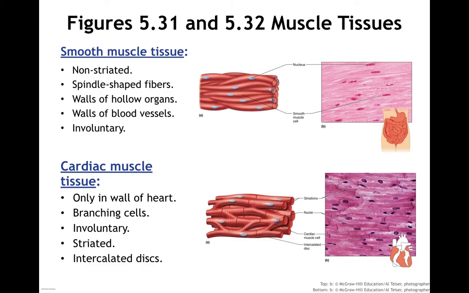Cardiac muscle is only found in the walls of the heart. It is long cylindrical cells, but those cells are branching between one another. The actin and myosin is similarly organized in cardiac muscle, so it is striated. And one of the key features of cardiac muscle is the presence of a very important junction between cells called the intercalated disc. It's what these little lines are. And that connects the cytoplasm of one cardiac muscle cell with another cardiac muscle cell.